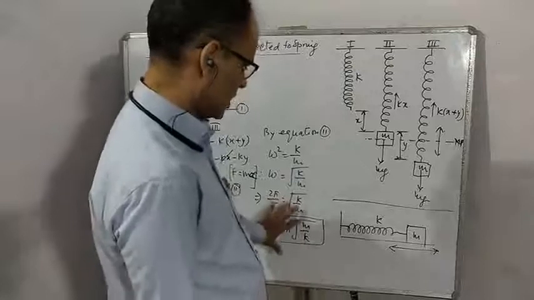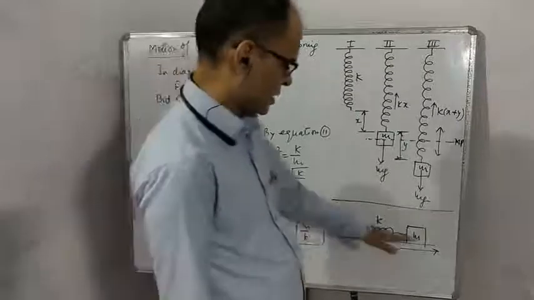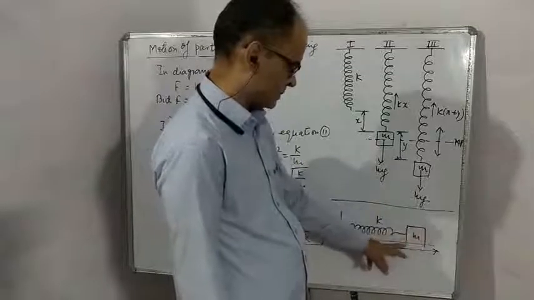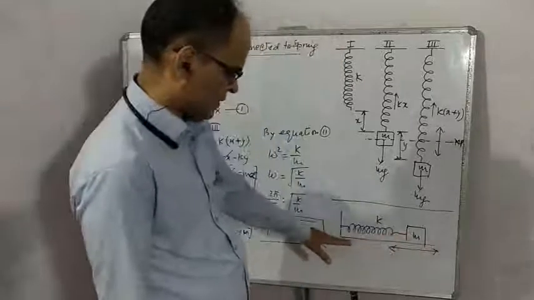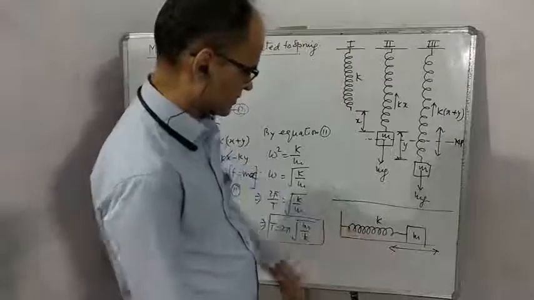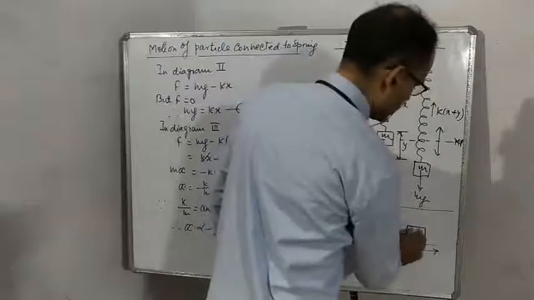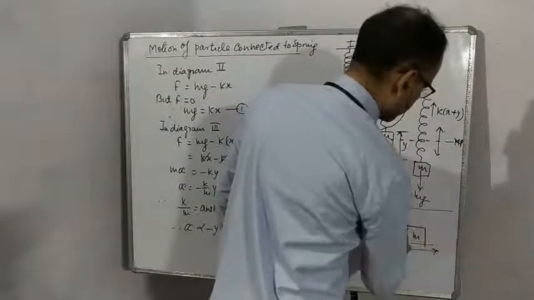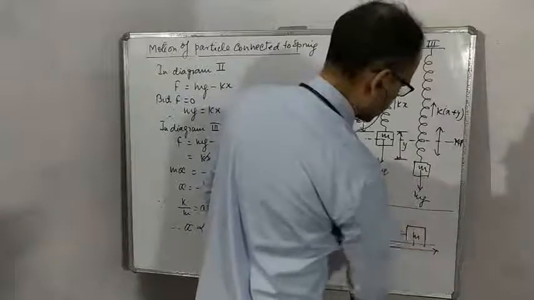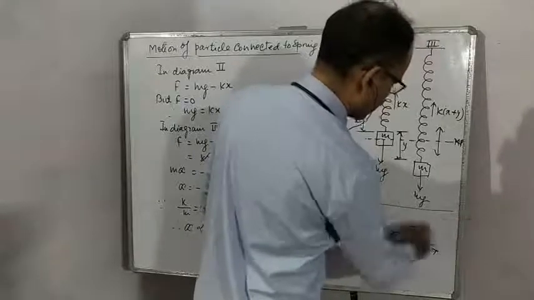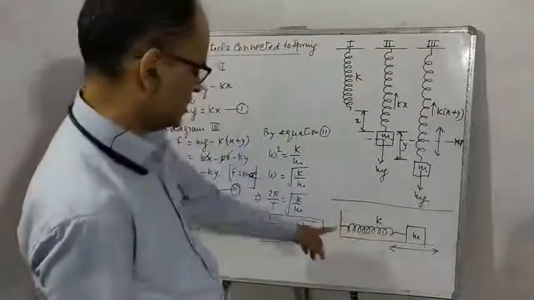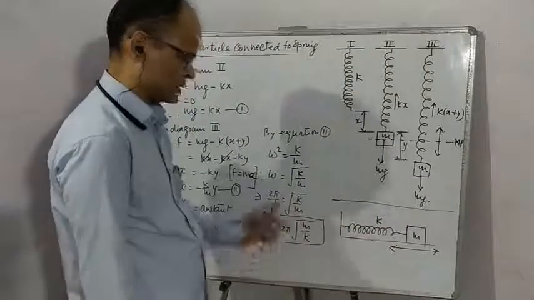Now the same formula is applicable to a particle oscillating horizontally. Suppose it is a particle of mass m kept on a frictionless surface. Keep in mind it is a frictionless surface and connected with a spring. If the particle is pulled and left, you will see that the particle is oscillating horizontally, and this motion is also simple harmonic, and the time period of this motion is also given by this.